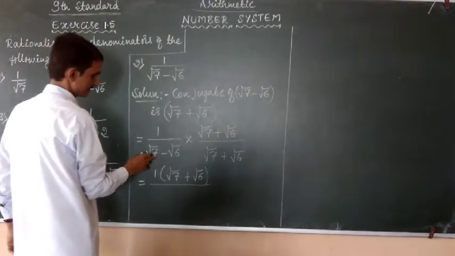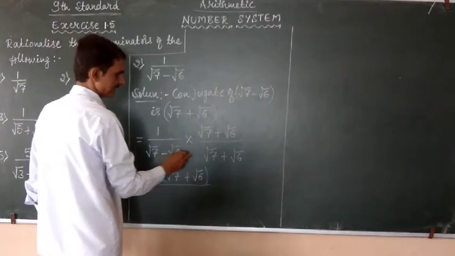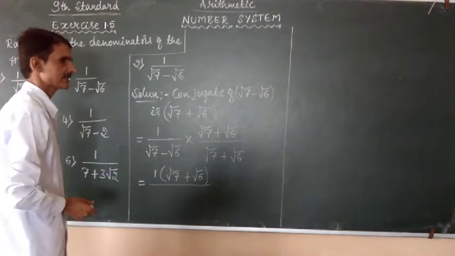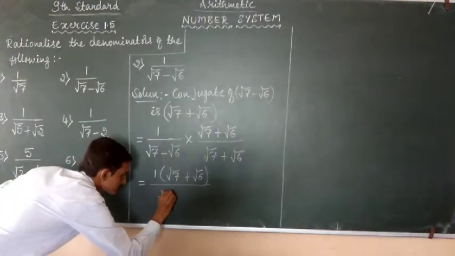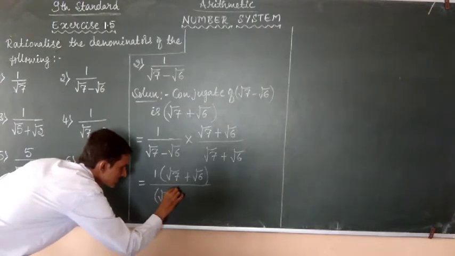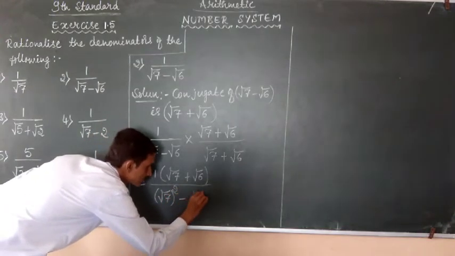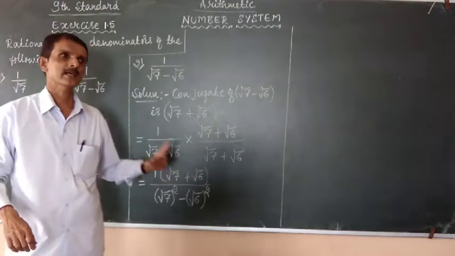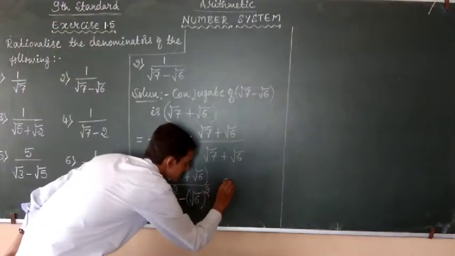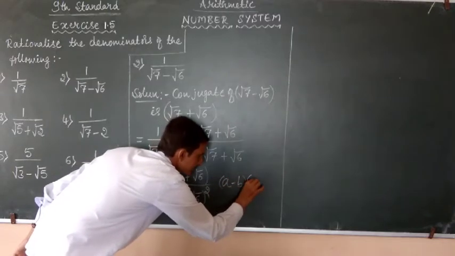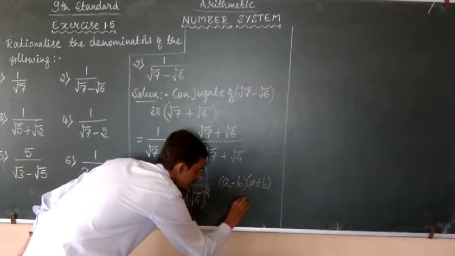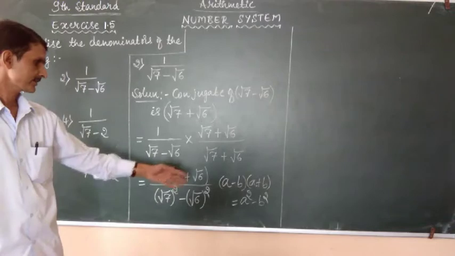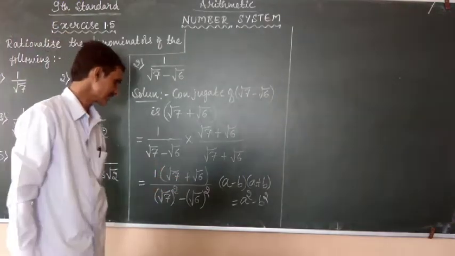For the denominator, it is of the form a minus b into a plus b, so we write a square minus b square. It will become root 7 whole square minus root 6 whole square. In the denominator, we are going to use the identity a minus b into a plus b equals a square minus b square. You have already studied this in the previous classes. The numerator we write as it is.